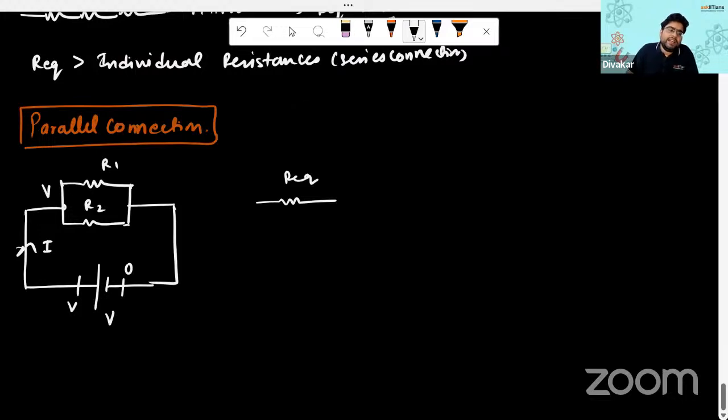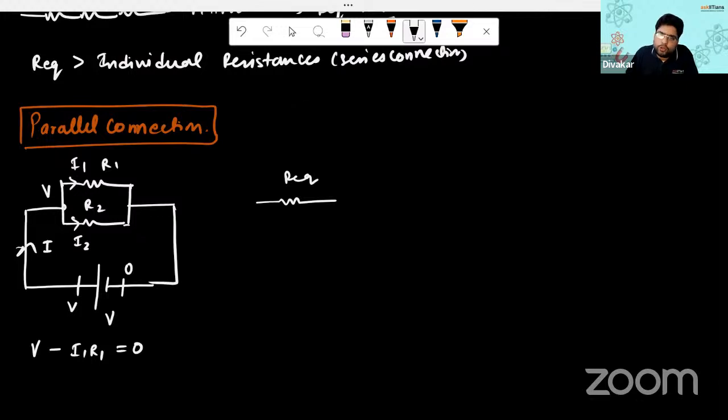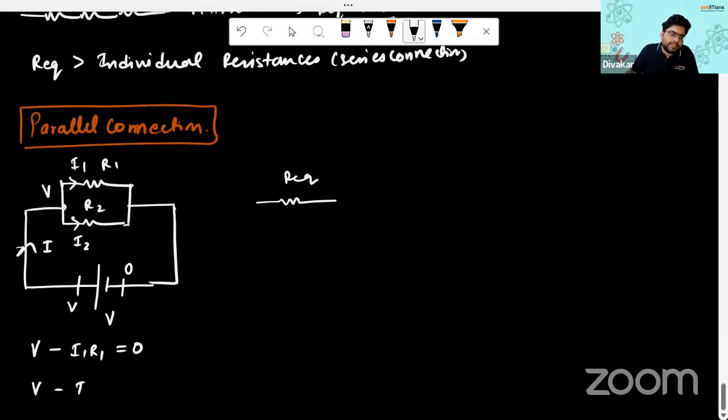Now, if current I is coming towards the point, some current will go in the first one and some current will go in the second one. So, if the person decides I'll follow path 1, then V minus I1 R1 will be equal to 0. The person will come back to home. And if the current decides I'll follow the R2 path, then V minus I2 R2 will be equal to 0.